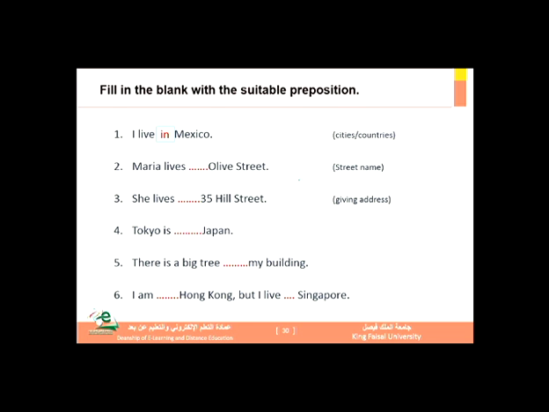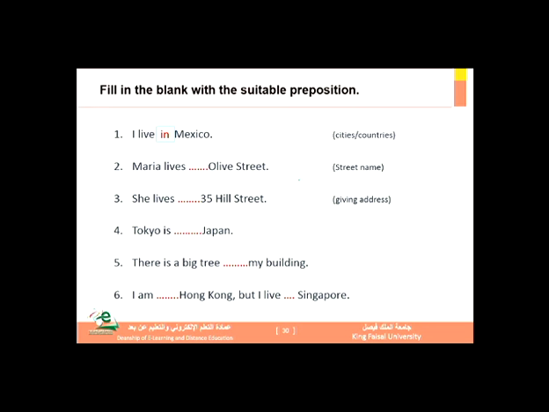I live in Mexico. So when the word following the preposition is either a city or a country or a district, I live in Saudi Arabia. I live in Lebanon. I live in Syria. I live in Riyadh. So when you are talking about a city or a country, use the preposition in.